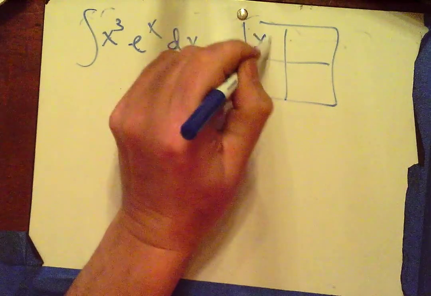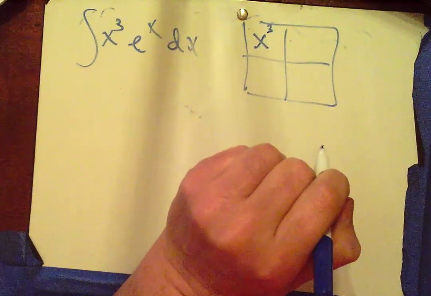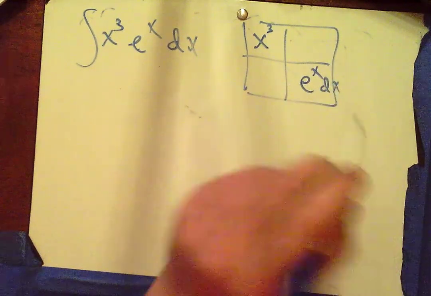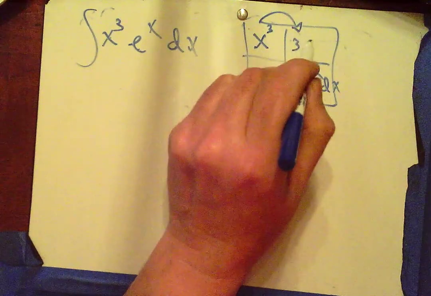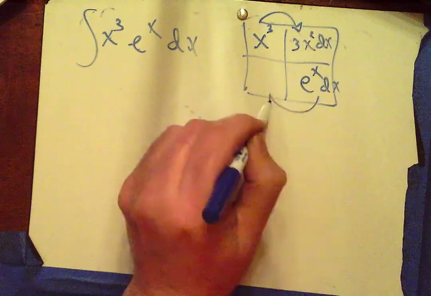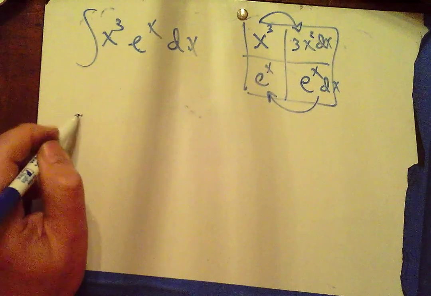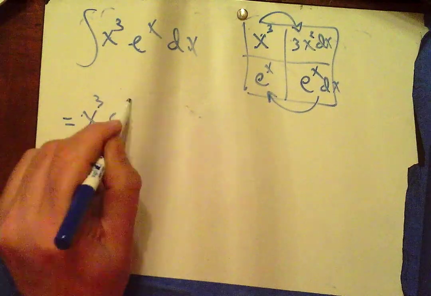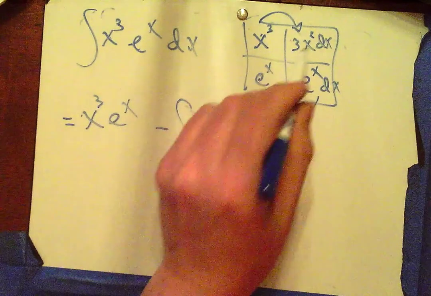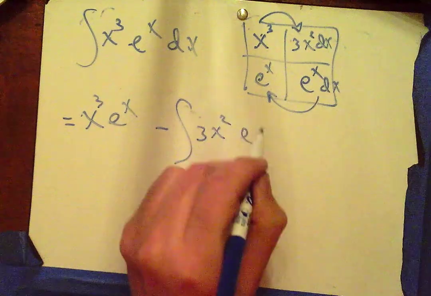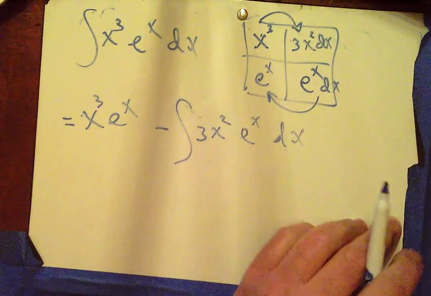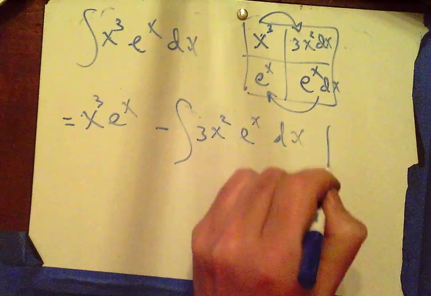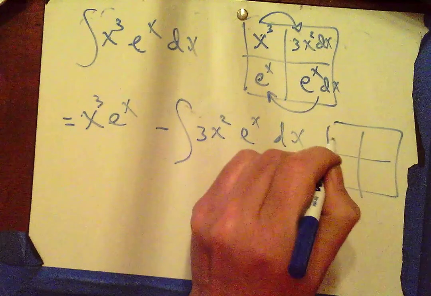Well, again, I like putting the thing that gets smaller and less complicated as the function, and anything else as the derivative. Take the derivative on top, and antiderivative on the bottom. So this integral becomes this times this, x to the third e to the x, minus the integral of this times this, 3x squared e to the x dx. Hey, look! I've got a function times the derivative of some other function. Let's use by parts again.